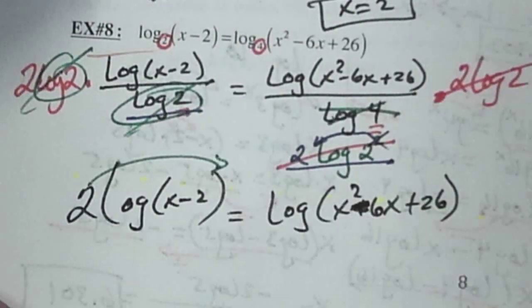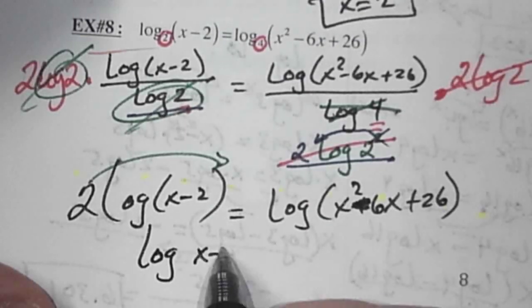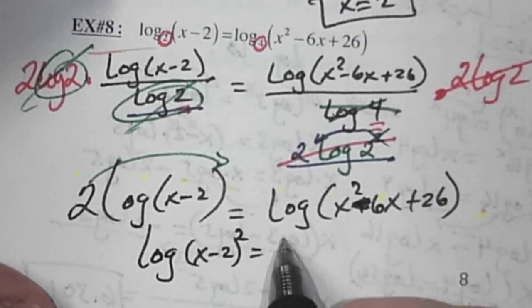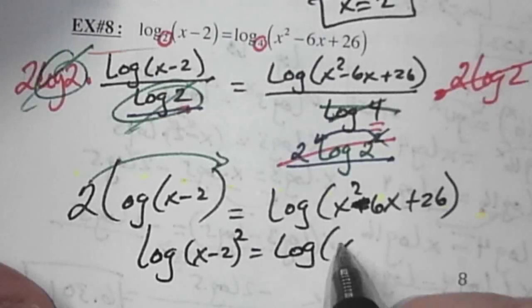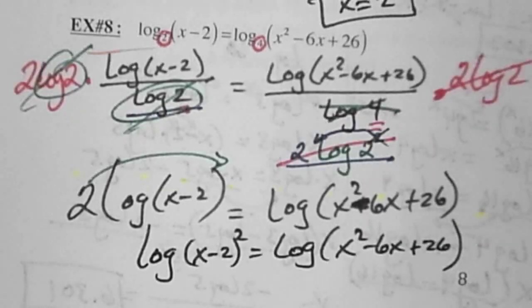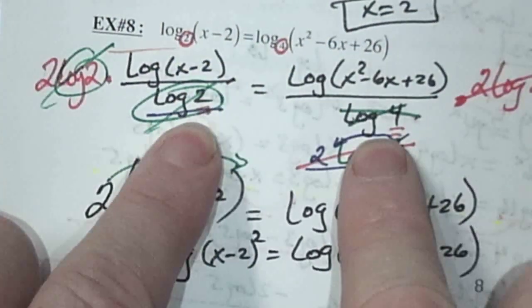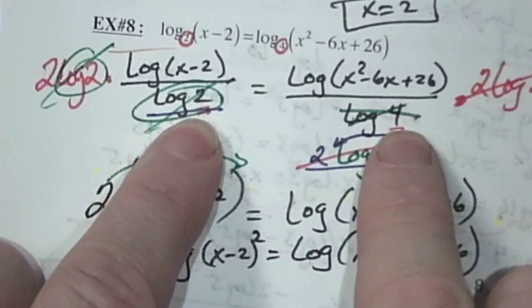But this 2 in front can become a power, so I'm left with the log of (x minus 2) squared equals the log of (x squared minus 6x plus 26). And now I have 1 log on each side. So different bases, I've got to do change of base.